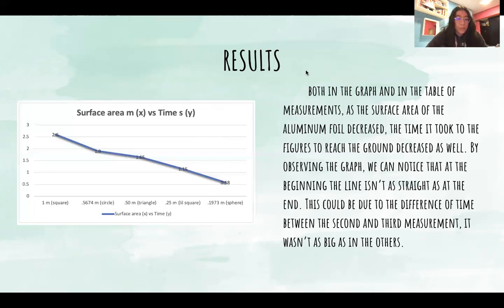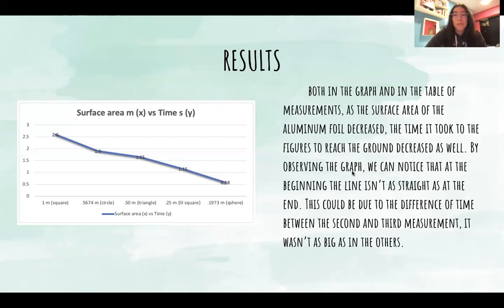The results. For the experiment, as I mentioned previously, all the figures I made came from a square of aluminum foil of 10 times 10 centimeters. Both in the graph and in the table of measurements, we can see that as the surface area of the aluminum foil decreased, the time it took the figures to reach the ground decreased as well.